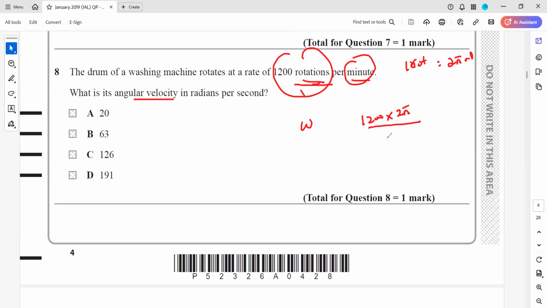In 1 minute, how many seconds are there? 60 seconds, so divided by 60. So 1200 into 2 pi divided by 60. What's the answer for this? 40 pi radians. So 40 into 2 pi, 40 into 3.14. So it will be C approximately.